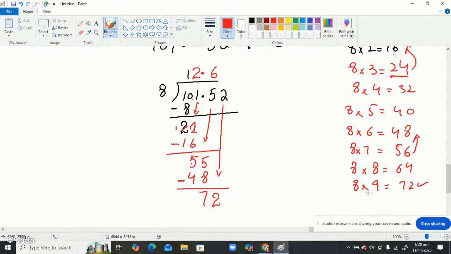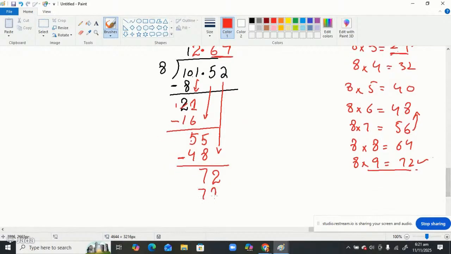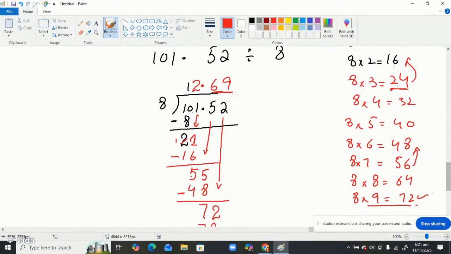Look, this is 8 times 9 is 72. We get that answer. So here we're going to put 8 times 9 is 72 here. And again subtraction. So the remainder is 0. So this is your answer. This is 12.69.